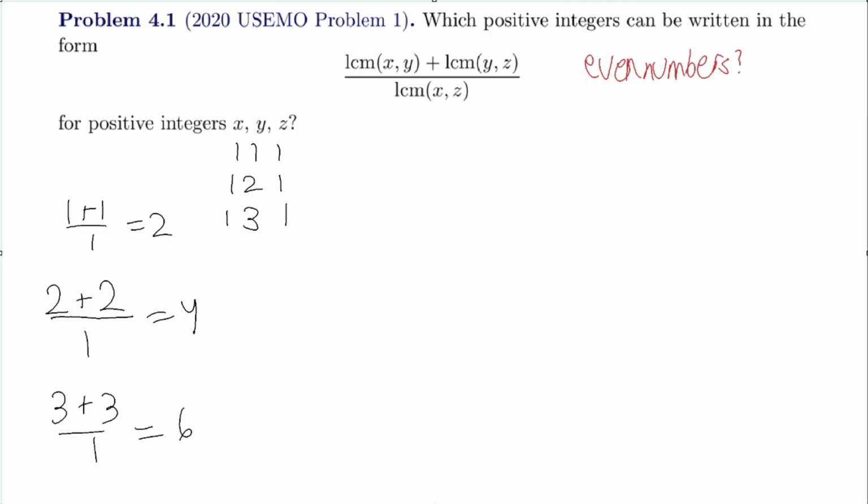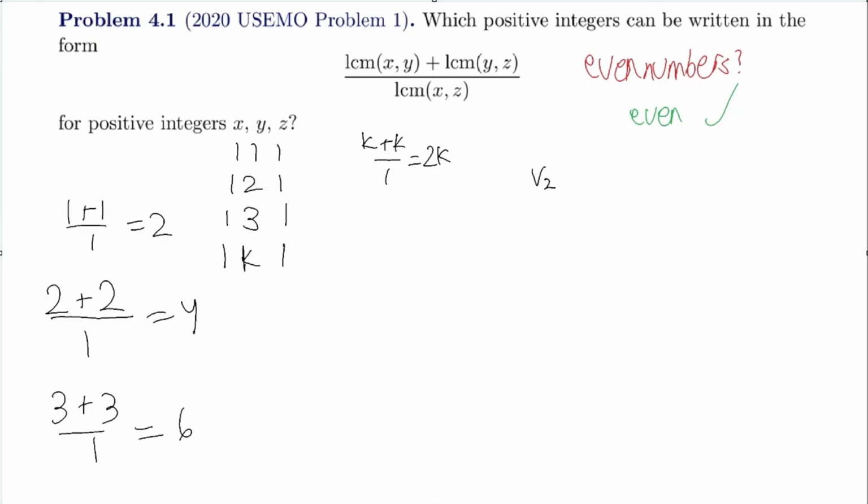And we can just generalize this. If we have 1, k, and 1, then this becomes k plus k over 1, which is 2k. So all evens work. And thus we need to prove that all odd numbers do not. And this very highly suggests that we look at nu2 of this entire expression.